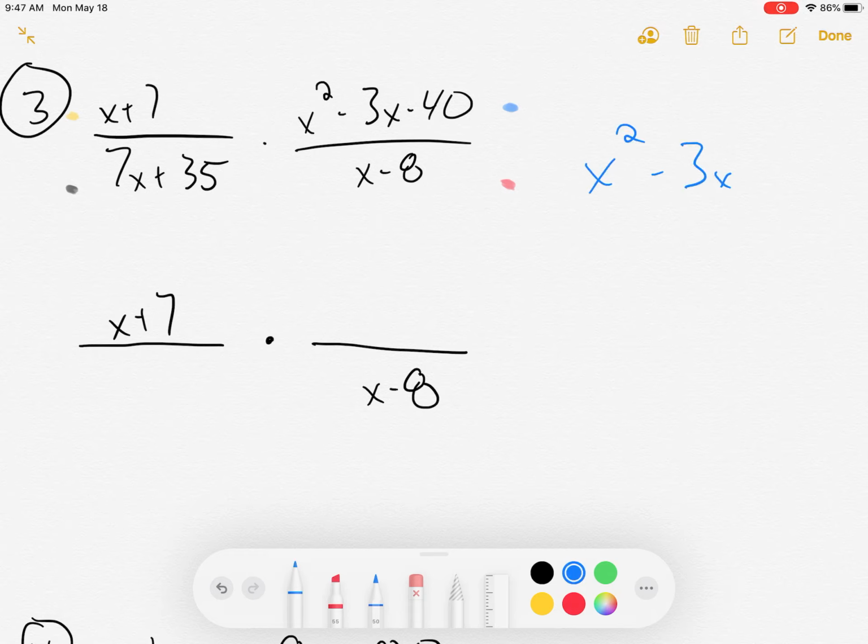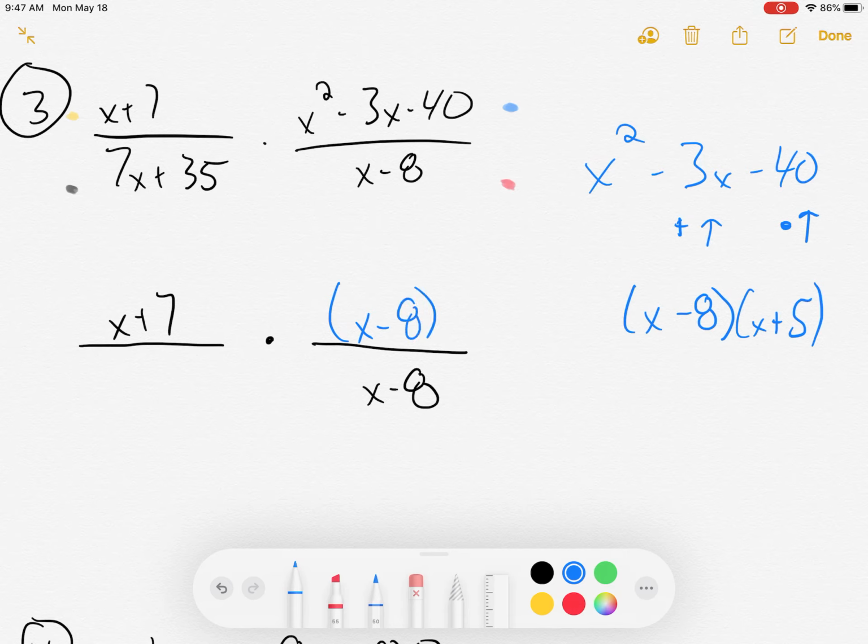But now let's look at the blue one, x squared minus 3x minus 40. So I'm looking for numbers that multiply to negative 40 and add to negative 3. Well, you should say that's x minus 8 and x plus 5. I was talking slow, hoping that some people would fill in the blanks for themselves. So this is going to be x minus 8 times x plus 5.